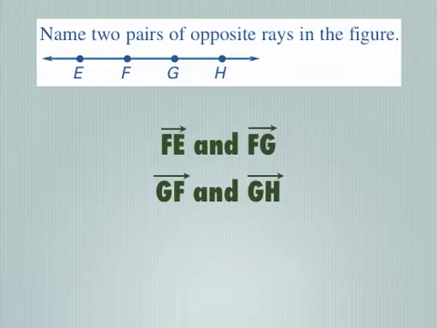Notice in my notation that I have F first in the first set of opposite rays in both notations because F is the initial point, and then I have the arrowhead extending in the direction. So FE is pointing to the left, FG is pointing to the right, but in my notation they both look the same, and that's fine.